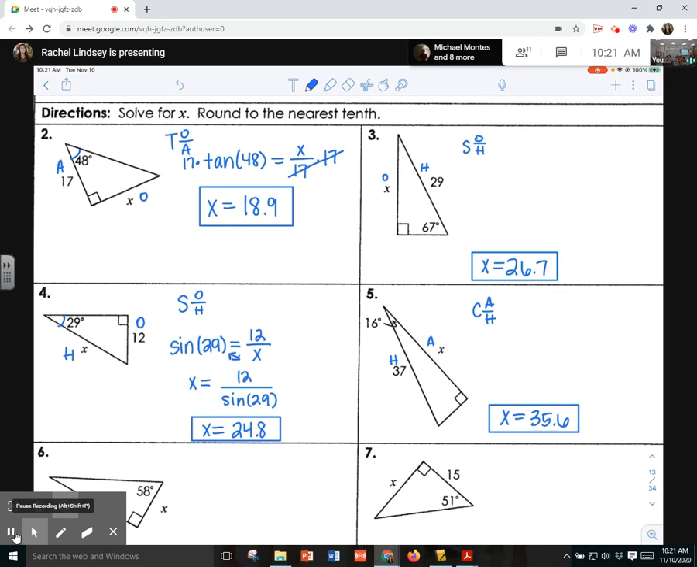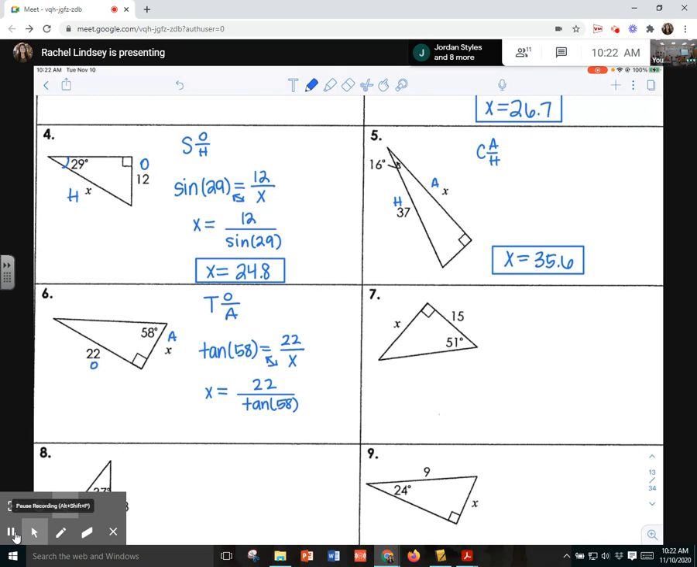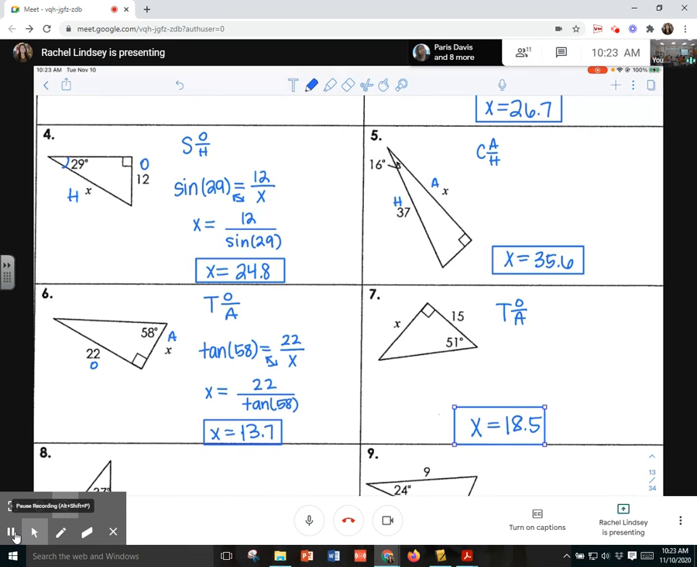On number 5, you should get 35.6. So now I have x on the bottom, got to switch them again. So I have x equals 22 over tangent of 58. So on number 6, you get 13.7. Number 7, you get 18.5.